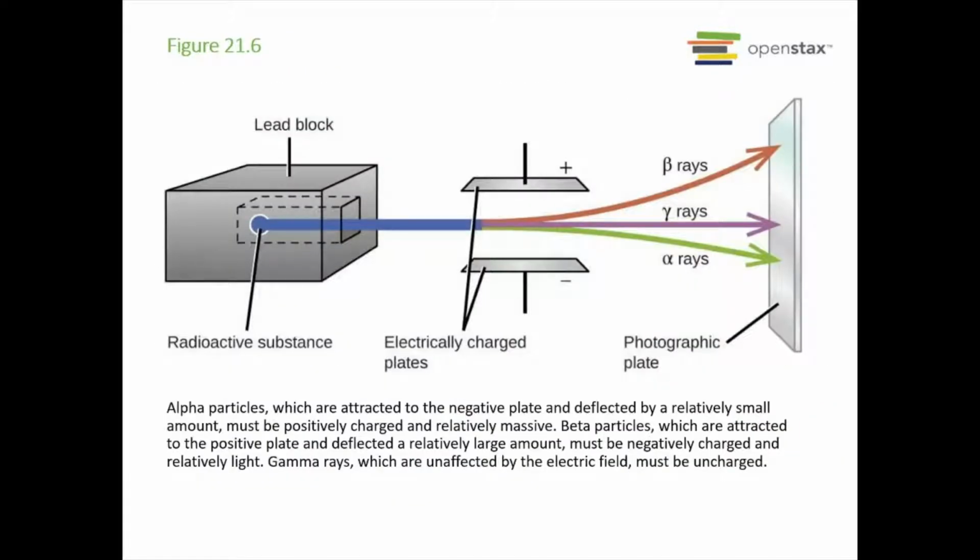This is an example of how we can determine the type of radiation coming off of something that's radioactive. Alpha particles are attracted to a negatively charged plate and slightly deflected, so they have to be positively charged and large. Beta particles are attracted to the positive plate and deflected a bit, meaning they are negatively charged and relatively light, but they have some mass. Gamma rays aren't affected by an electric field at all and just go right through, so they are uncharged.